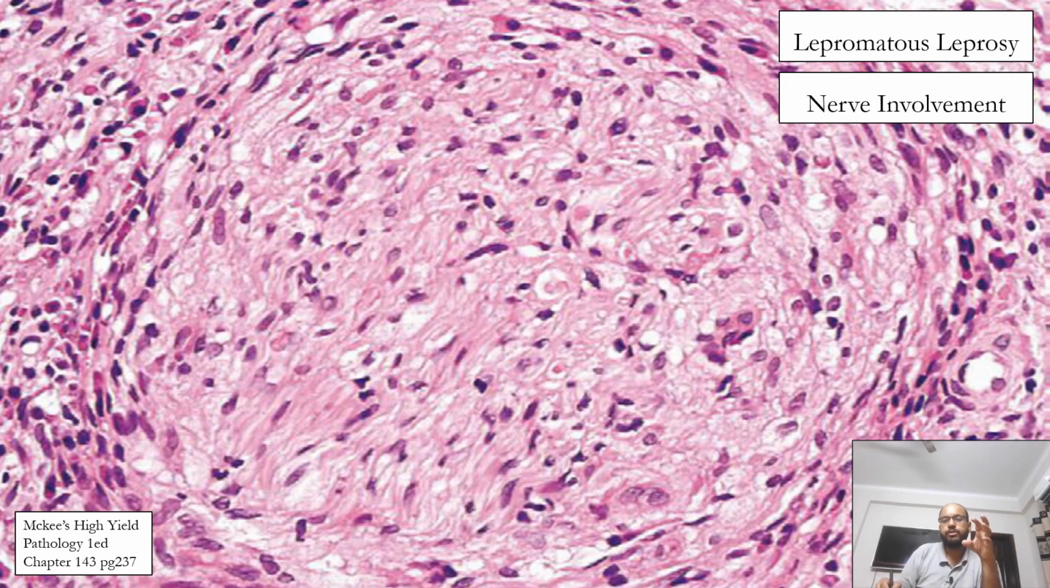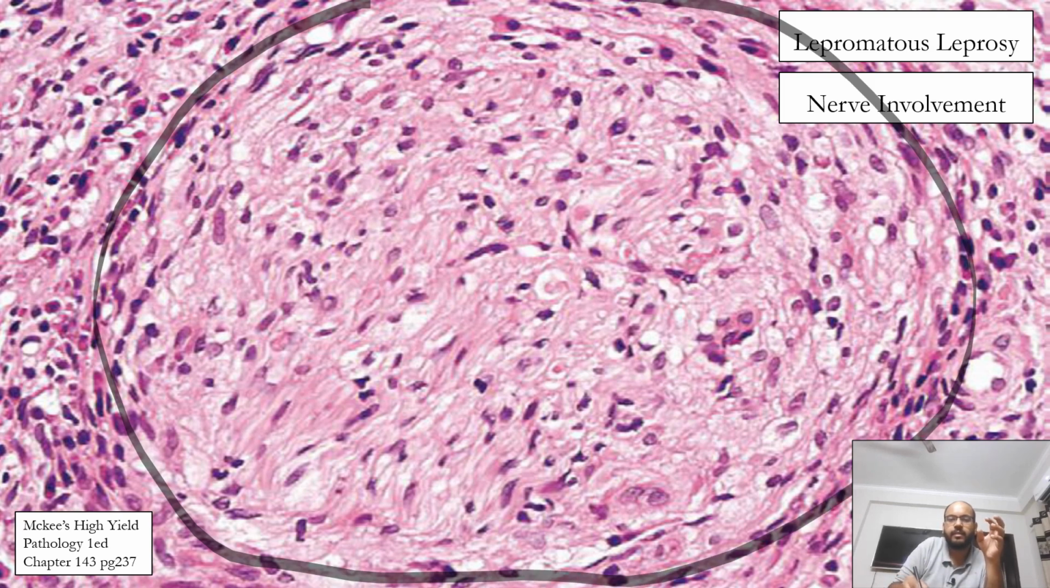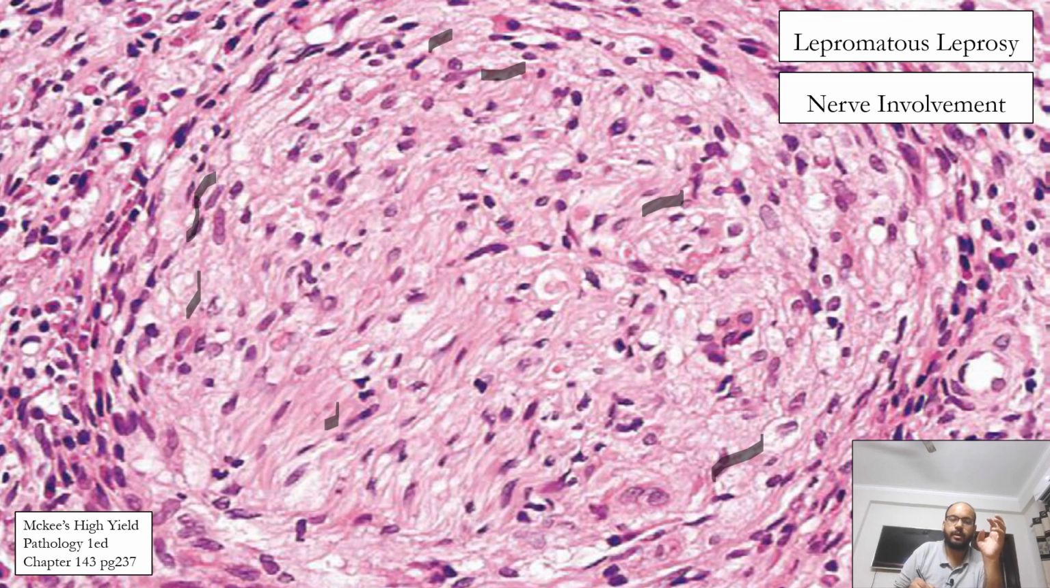Now this picture shows nerve involvement in leprosy. If you look closely and carefully, you will be able to appreciate a circle here. So this is a circle. And you can see a little bit of waviness in between, only a slight waviness. This waviness is normal neural tissue, normal nerve tissue. I'll remove the markings and you can see.